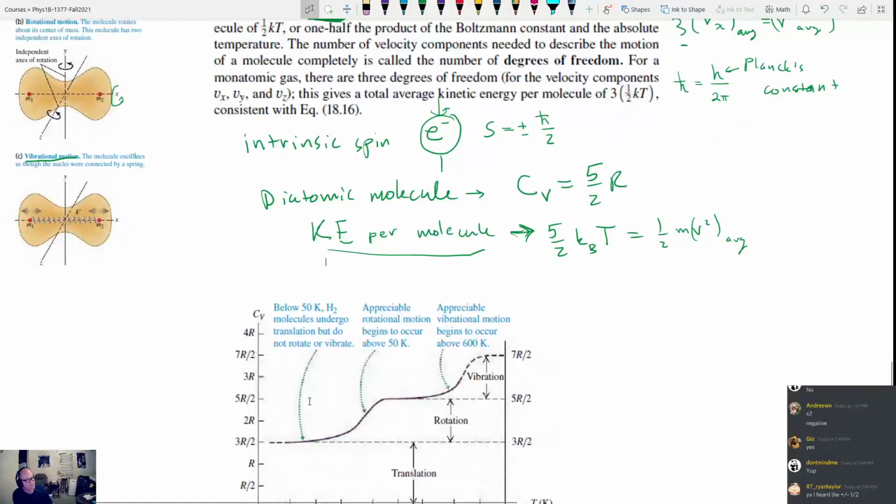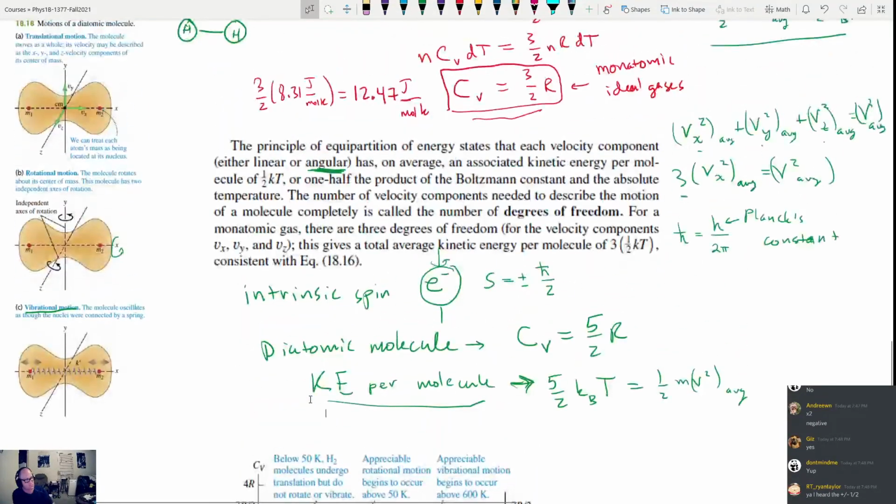Y'all have any questions? Diatomic, right? This is all diatomic right here. Can you explain one more time how you related the 5/2 kBT to the 1/2 mv squared average? So it's all from this right here.